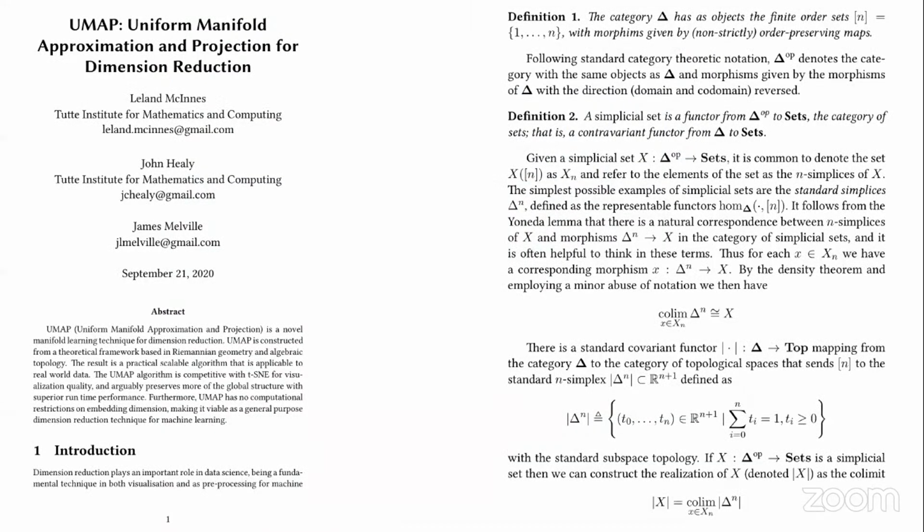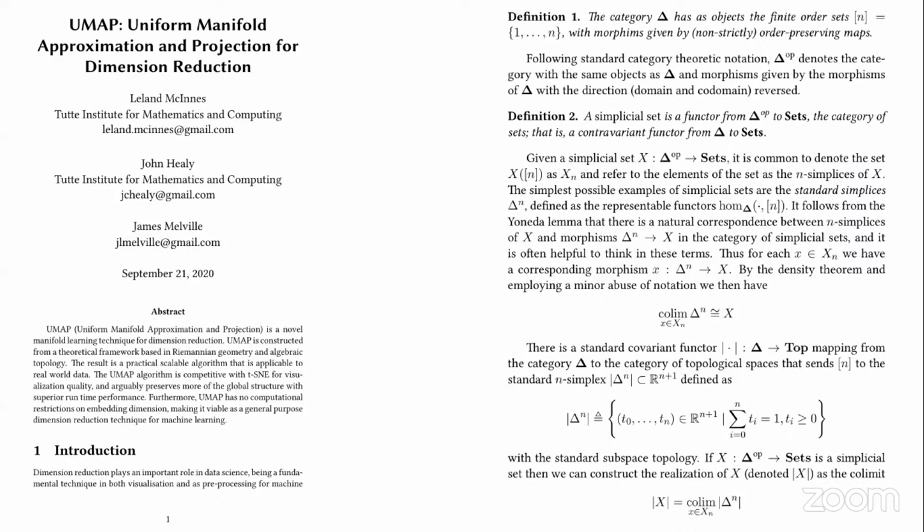So this is the paper, and you can see that these guys are sort of math guys, which is why they can understand some of this. If you look at the paper, and you don't have to read this, it starts with definition one: the category delta has objects the finite ordered sets, which I talked about yesterday, with morphisms given by non-strictly order preserving maps. Then, following the standard category definition, delta op denotes the category delta with morphisms reversed. Then definition two: a simplicial set is a functor from delta op to the category of sets. So you get the idea.